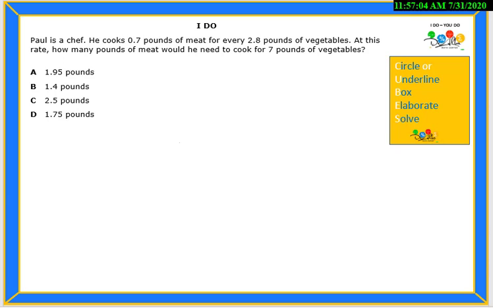Paul is a chef. He cooks 7/10 pounds of meat for every 2 8/10 pounds of vegetables. At this rate, how many pounds of meat would he need to cook for 7 pounds of vegetables?